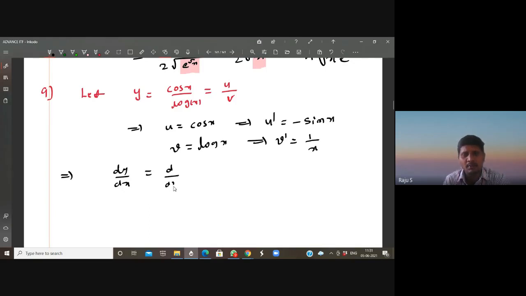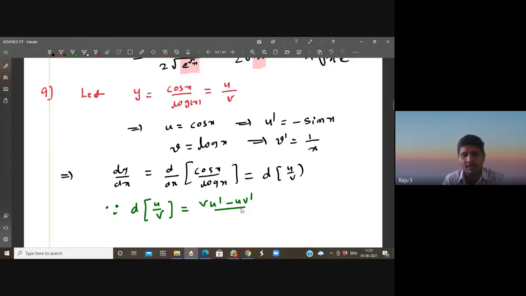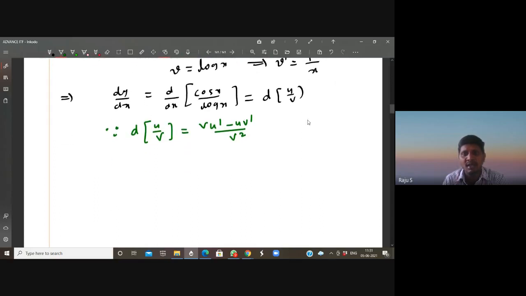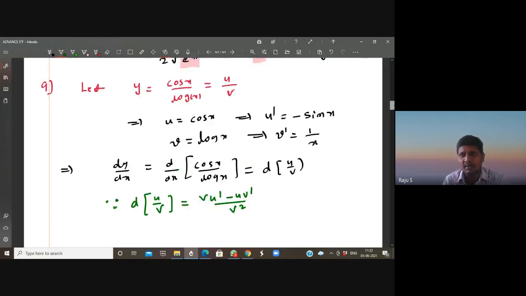Okay, I compared with u by v. Then, take dy by dx and differentiate on both sides with respect to x: d by dx of cos x by log x. This is in the form of d by dx of u by v. Derivative of u by v is (v u dash minus u v dash) by v square. Right, students? Now apply this formula here. We know u, u dash, v, v dash. Substitute all the values here.